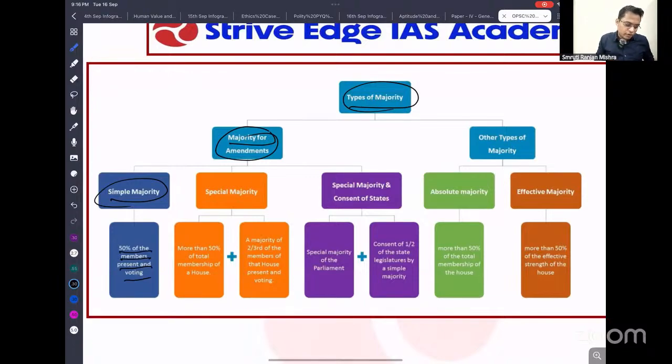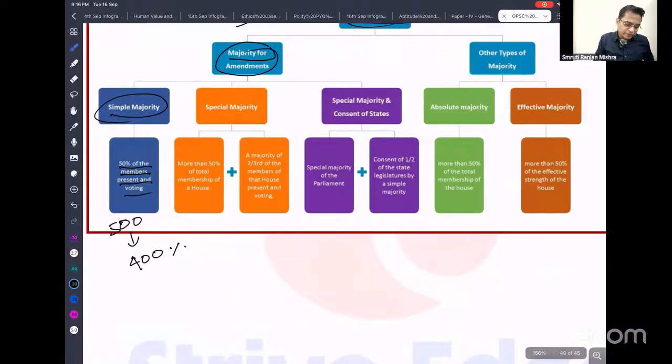That means, let's say hypothetically, the total seats are 550. Out of that, 500 people are present. Out of that, let's say 400 vote. So if we have 201, that means more than 50% present and voting. If 400 members are voting and we get more than 200, in that case a simple majority passes the bill.